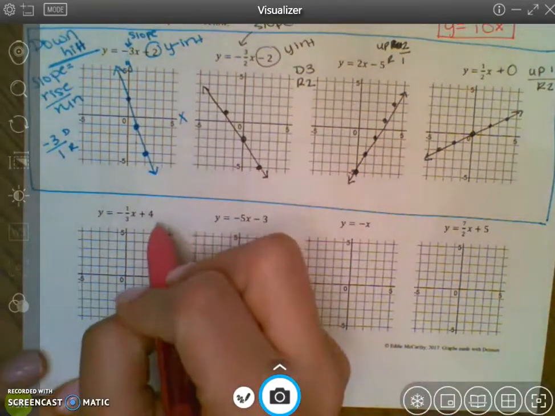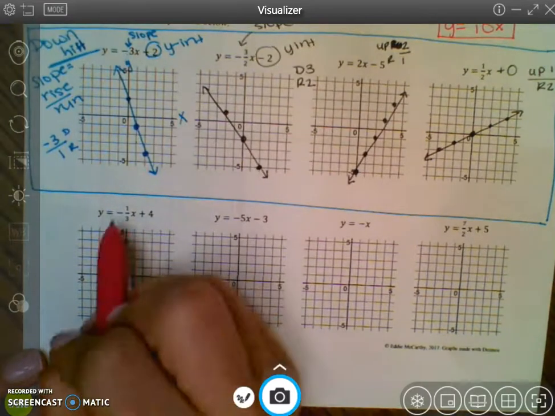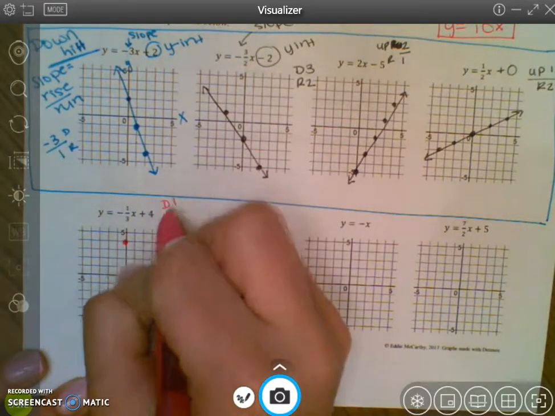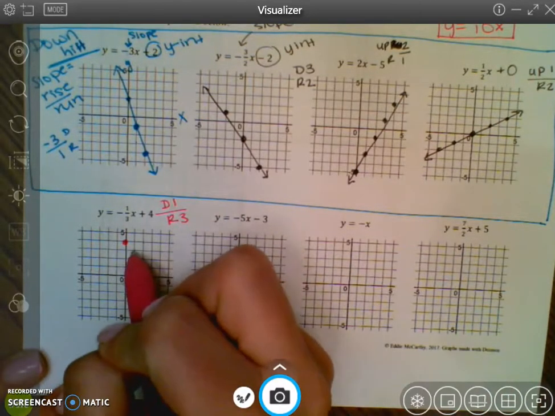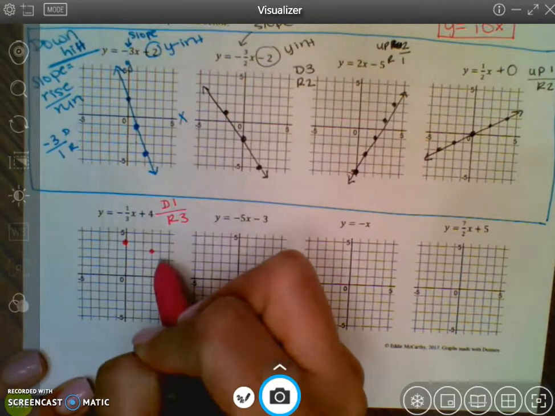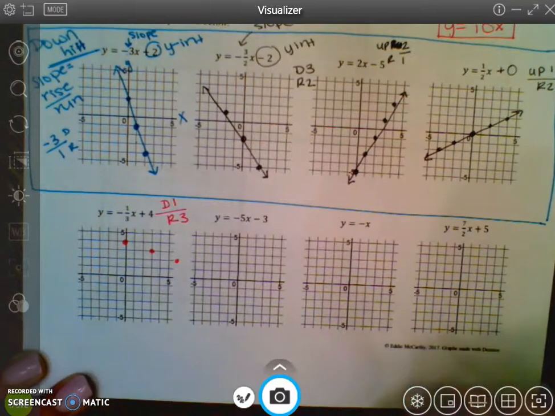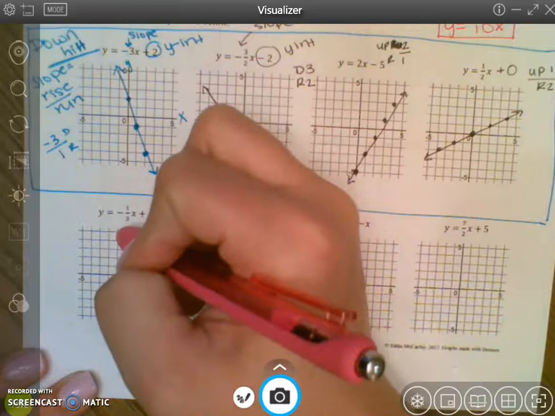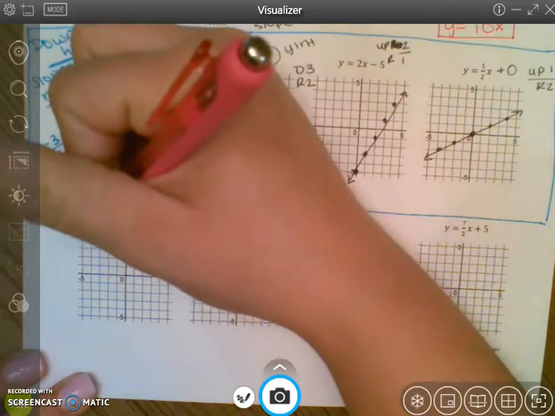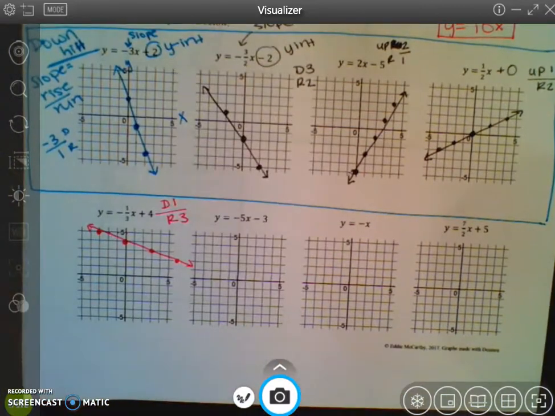So my y-intercept for this was a 4. And then this is a negative 1/3, which means down 1, right 3. Down 1, right 1, 2, 3 would be about there. Okay, then you connect them. Or you could have gone up 1, left 1, 2, 3. Remember, when you connect them, you need to put arrows on the ends.